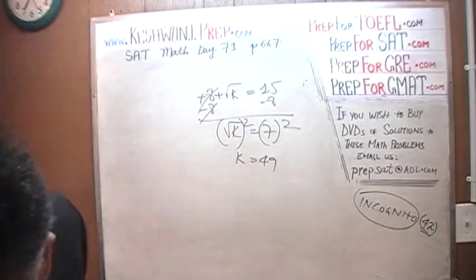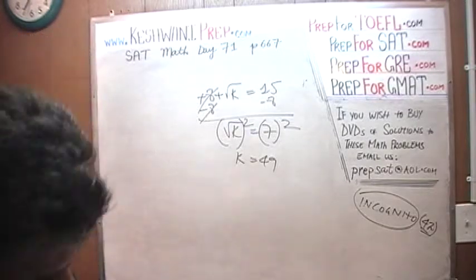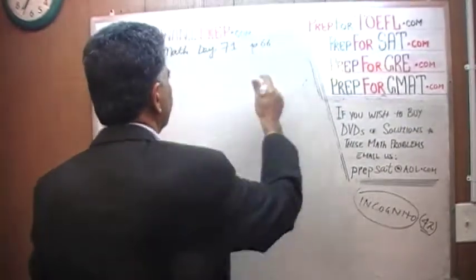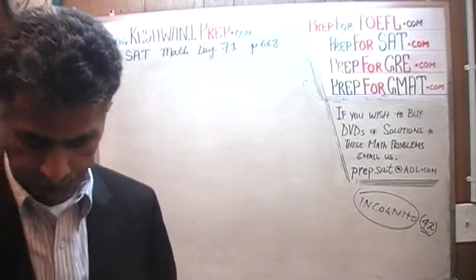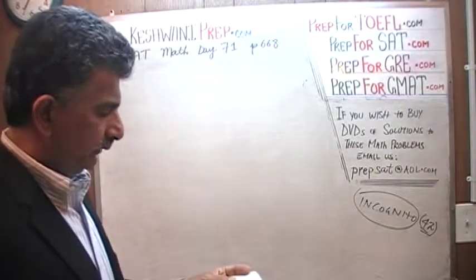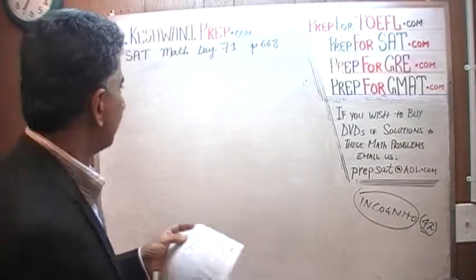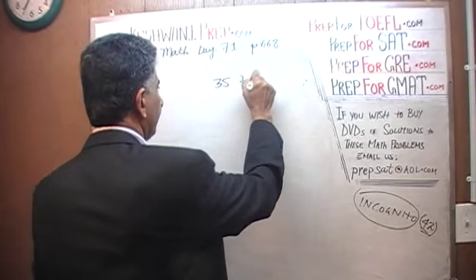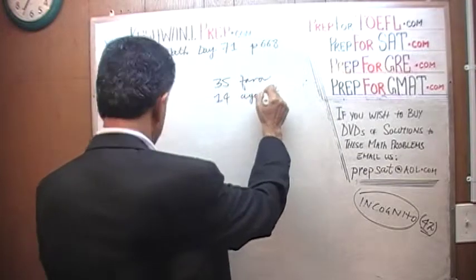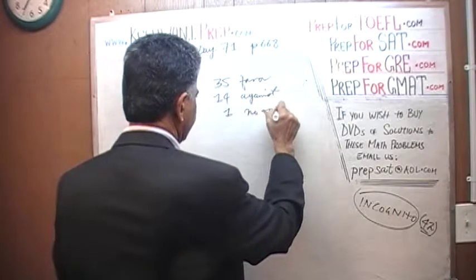Number 3, on the following page, page number 668. Let's see what they have there. In a poll, 35 people were in favor of building a new library. Alright, so 35 people are in favor, 14 people are against. And one person has no opinion. One person has no opinion.